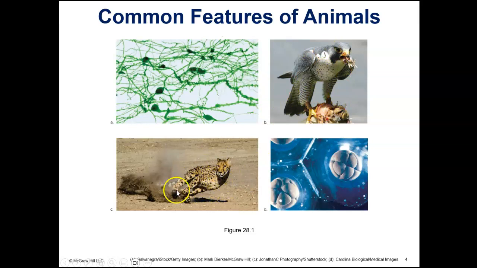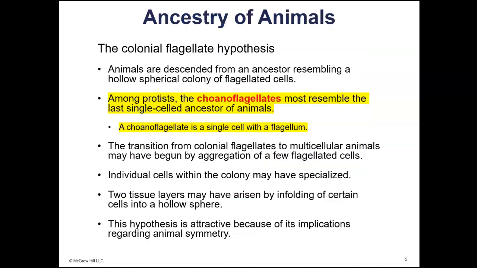Now, one thing you should know about movement is that all animals can move at some stage of development. There are some animals that are sessile, some aquatic animals like sponges and sea anemones that are sessile. It is believed, based on evidence, that choanoflagellates, which are protozoans, resemble the single-celled ancestor of animals and fungi.